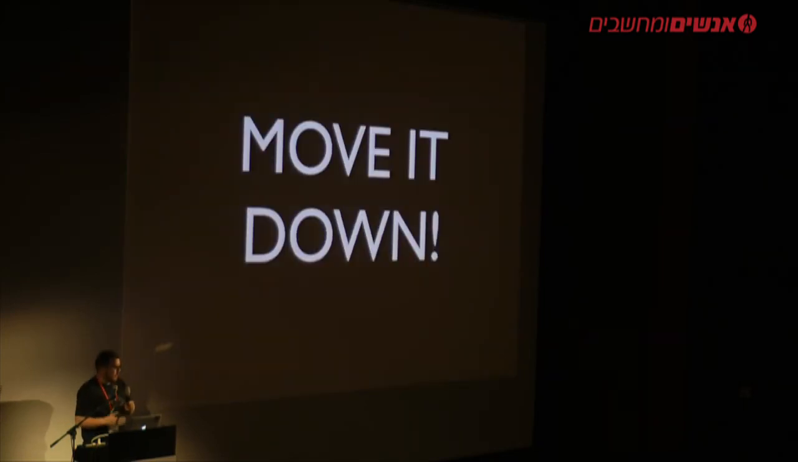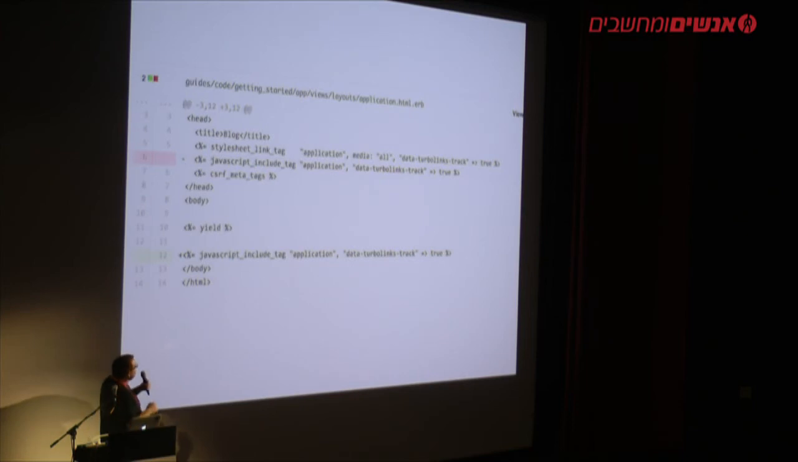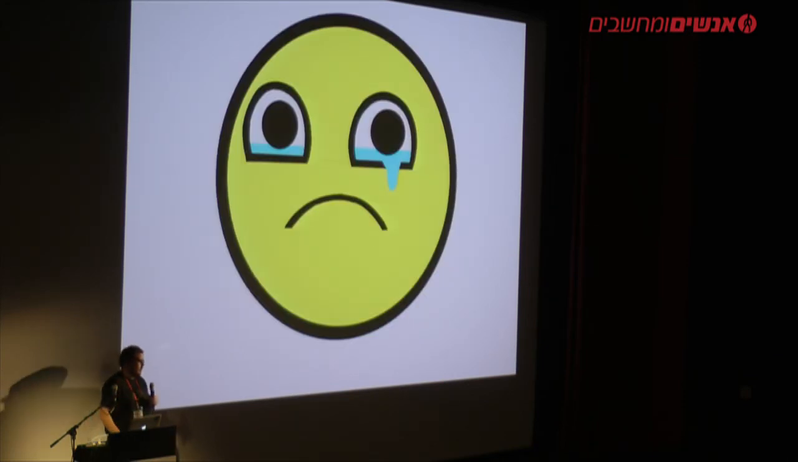Let's begin with move it down. If you ask someone what you can do about the performance of your JavaScript, they will say move it down. So while writing this talk, I thought of doing my first why-not pull request to the Rails project. Basically, I moved the JavaScript tag down to the bottom. Why not having it in the first layout that Rails gives you in each project? Well, that completely makes sense to me, but the Rails team said no.